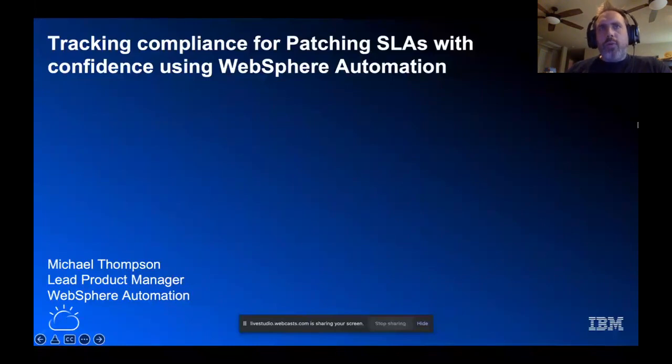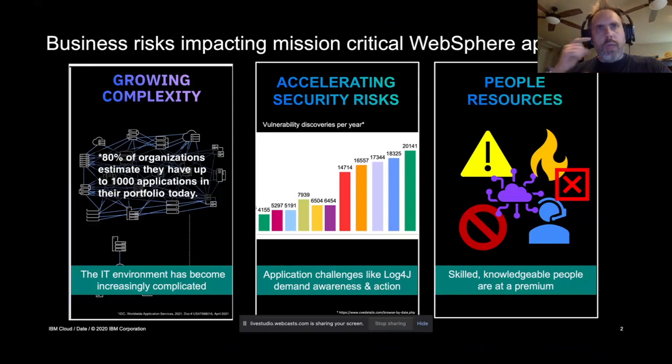All right, so WebSphere Automation started from a series of conversations that we've been having with our WebSphere customers, and through those conversations, we really identified three main areas of what I'll call business risks that are impacting WebSphere applications today. Those can really be distilled down to three main areas.